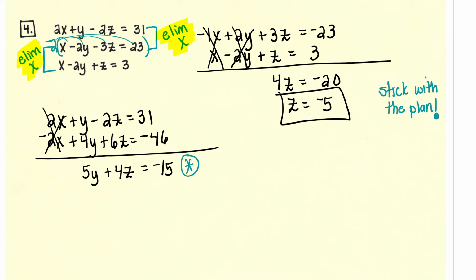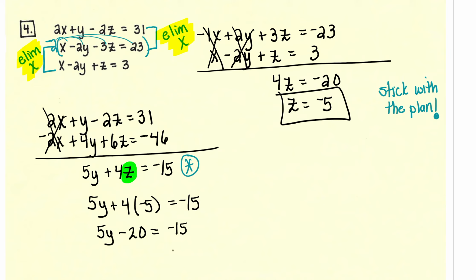Typically, you have two star equations to put together, but since I already got an answer, take that answer and go plug it in for z. Which is what you do. You put it back into one of the stars. So 5y plus 4 times negative 5 is equal to negative 15. So 5y minus 20 is equal to negative 15. Add your 20 over.